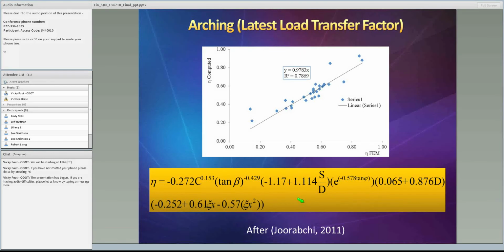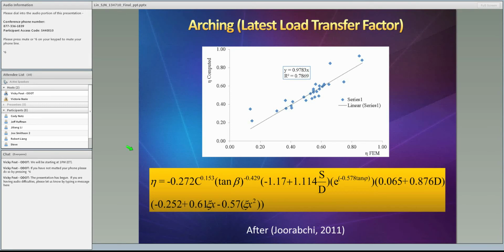Basically the equation has 6 parameters. C is cohesion, beta is the slope angle, S is the shaft spacing, D is the shaft diameter, phi is the friction angle, and X is the shaft location. Basically, this is a comparison between his semi-empirical equation and the finite element result. We can clearly see that there is some kind of bias here for this equation.